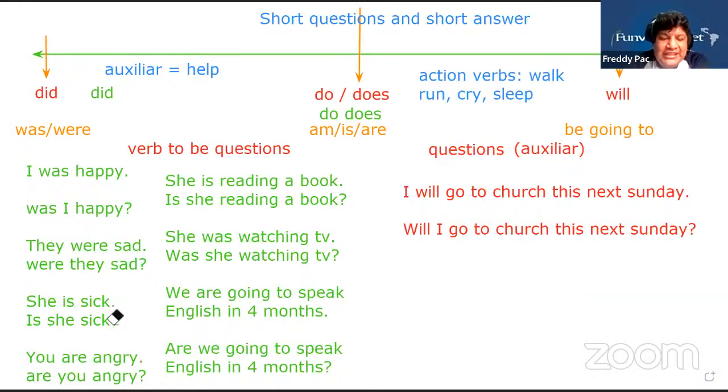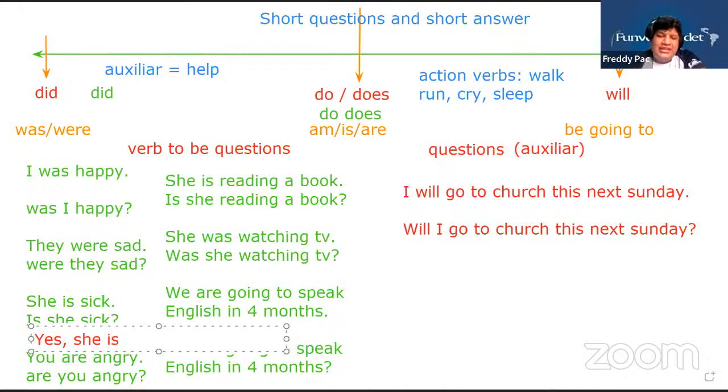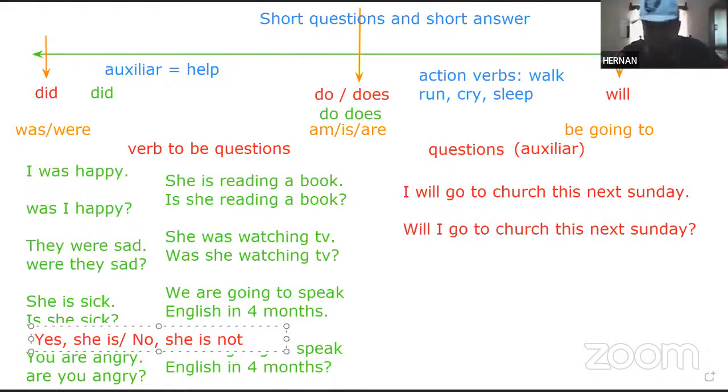Now, she is sick. The question is, is she sick? What is the possibility for my answer? Yes, comma, she is. And what is the negative possibility? No, she isn't, which is the contraction for no, she is not. Yeah, you have to answer according to the question.